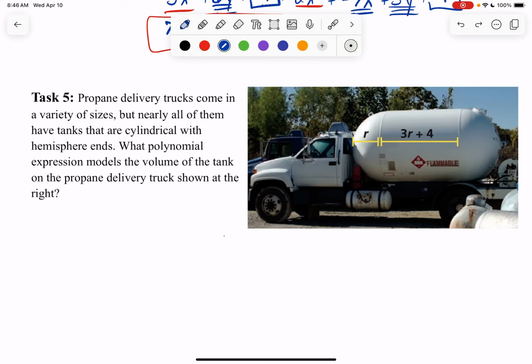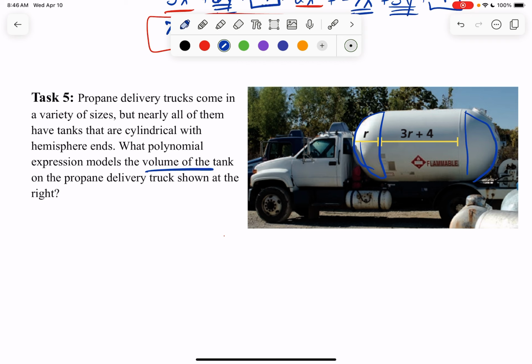All right, 16.1, task 5. So today in this problem, we're going to be tackling a real-worldish type problem. Propane delivery trucks come in a variety of sizes, but nearly all of them have tanks that are cylindrical with hemisphere ends. Hemisphere meaning half a sphere. So this end is half a sphere, and this end is half a sphere. What polynomial expression models the volume of the tank?